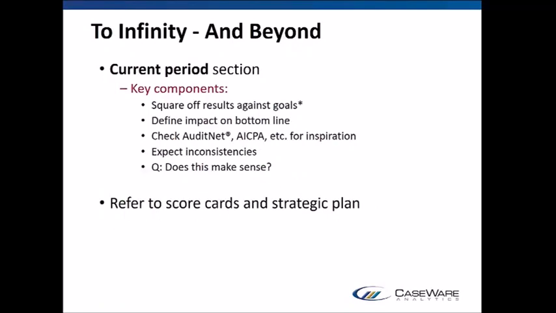Current period is the next section. So what you're looking at is taking those results and then squaring them off against the actual goals of the organization. So if we say we want to lower our cost to a certain percentage, are they doing it? And how are they doing it? What you really want to know is how do they make money and where do they lose money?